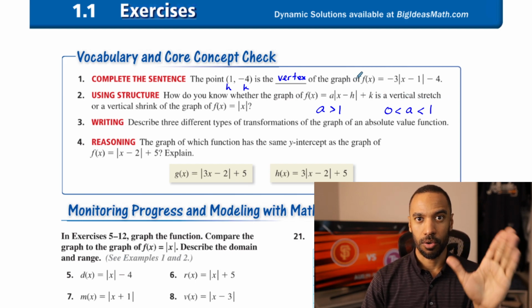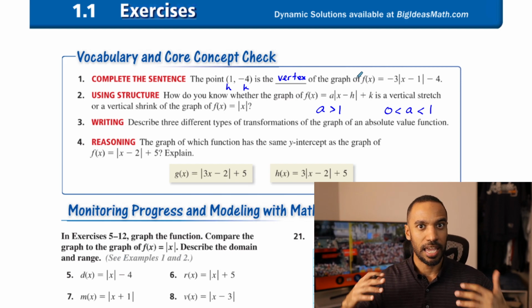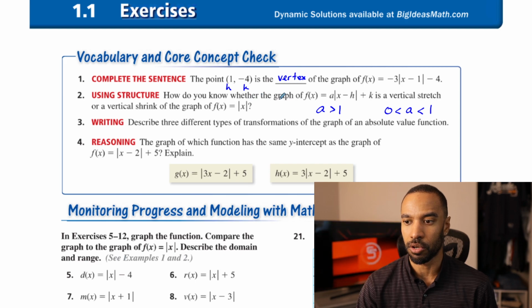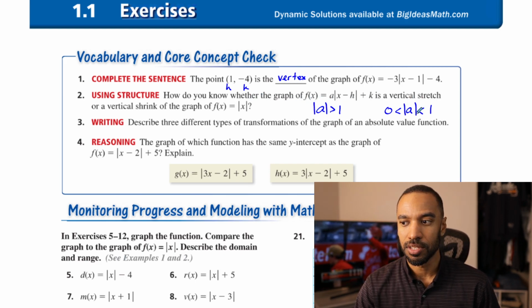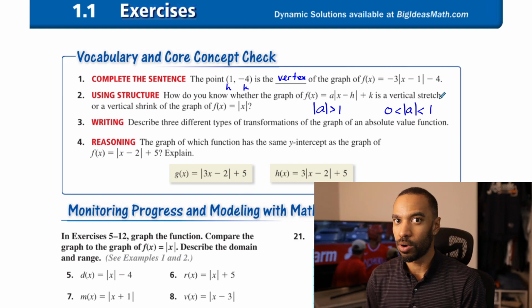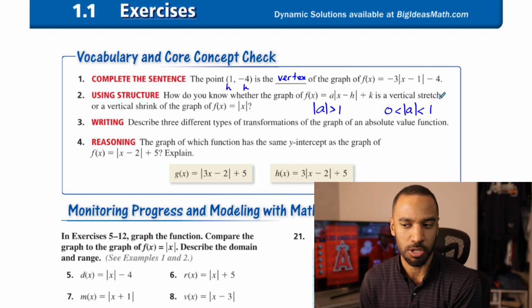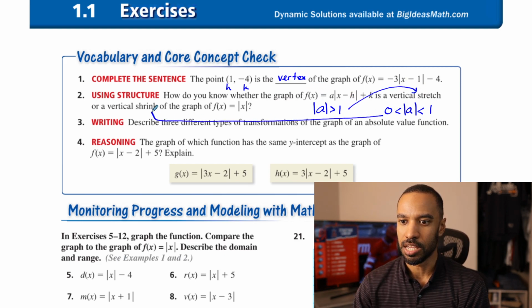Now, that is if the graph goes upward. If a is less than negative 1, like negative 10, then it's going to stretch downward, and it's still called a stretch even though it goes downward. So what we want to do is mention if the absolute value of a is, because if a was 10 or negative 10, its absolute value becomes 10 regardless, and we want that to be greater than 1. So this is the stretch, and this is the shrink.